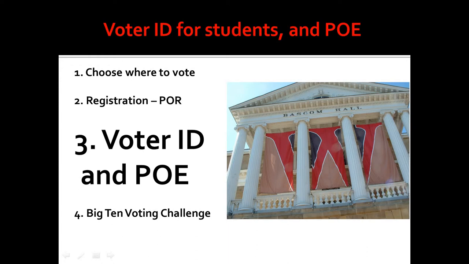Welcome to parts 3 and 4 of the training program for the UW registration team. Part 3 is on voter ID and proof of enrollment.